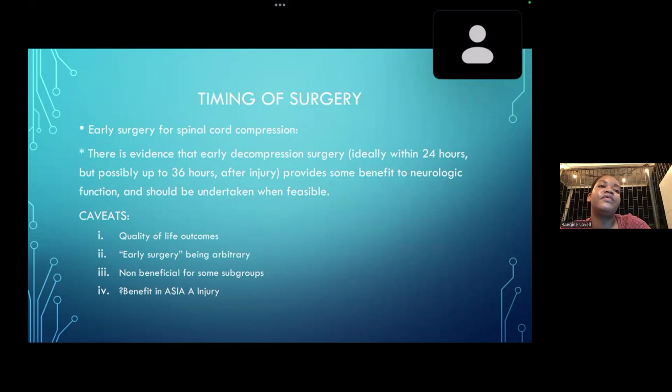So our question is, is expansile duroplasty helpful? And it is unknown whether it is beneficial in an ASIA A injury.